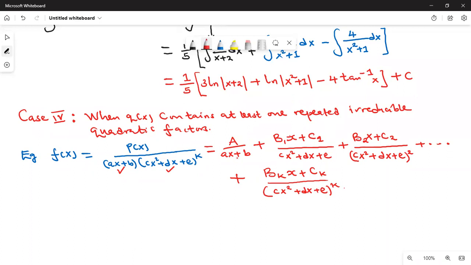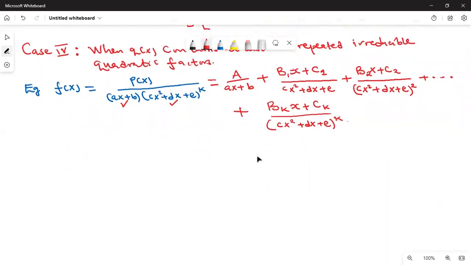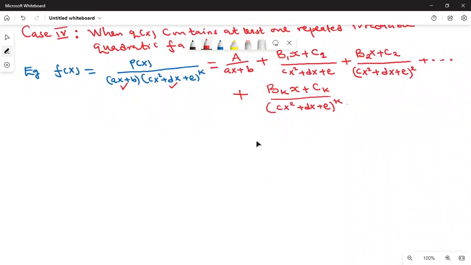Let us look at an example to illustrate this concept. Remember, A capital, B1, C1, B2, C2, all the way up to Bk, Ck, those are constants that we need to determine. So I'm going to give you a simple example just to illustrate this concept of finding the constants A, B1, B2, all the way up to Bk, C1, C2, all the way up to Ck. So we write example.